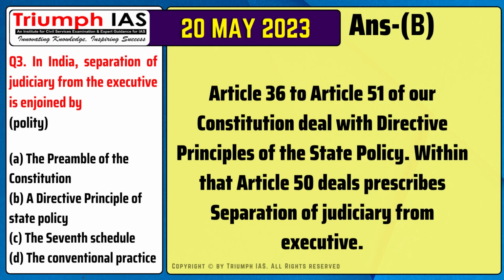The correct answer is option B. Article 36 to Article 51 of our Constitution deal with directive principles of the state policy. Within that, Article 50 prescribes separation of judiciary from executive.